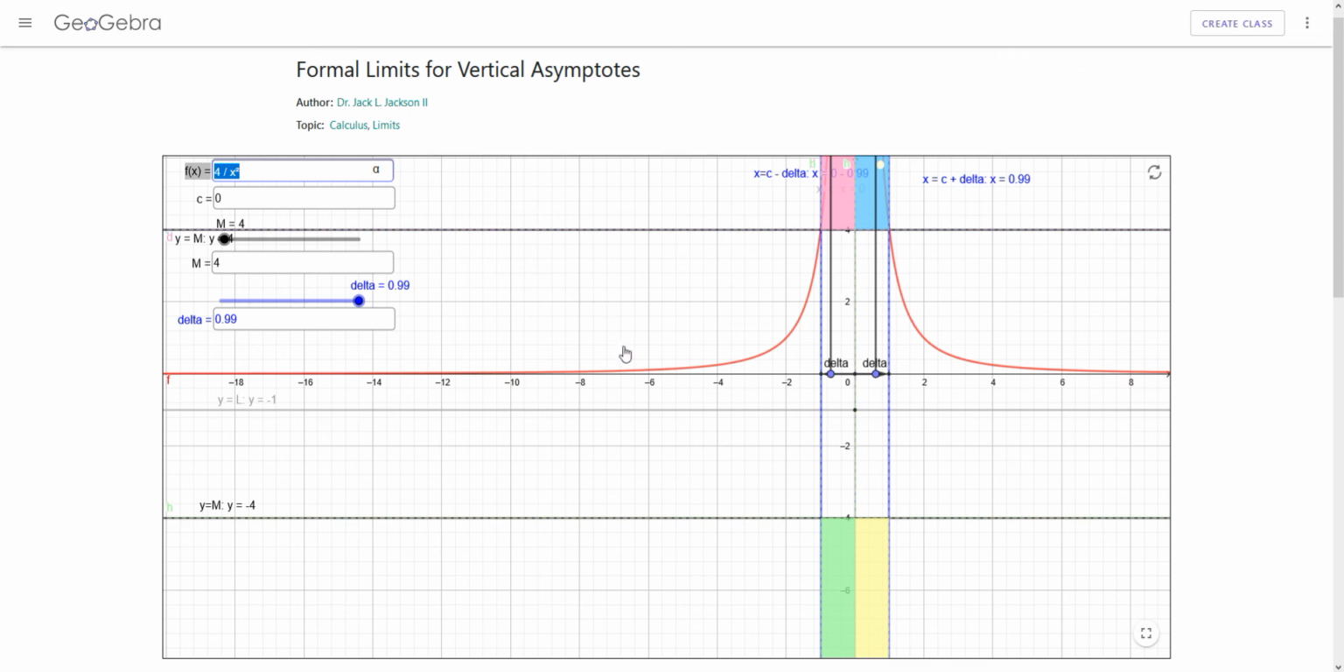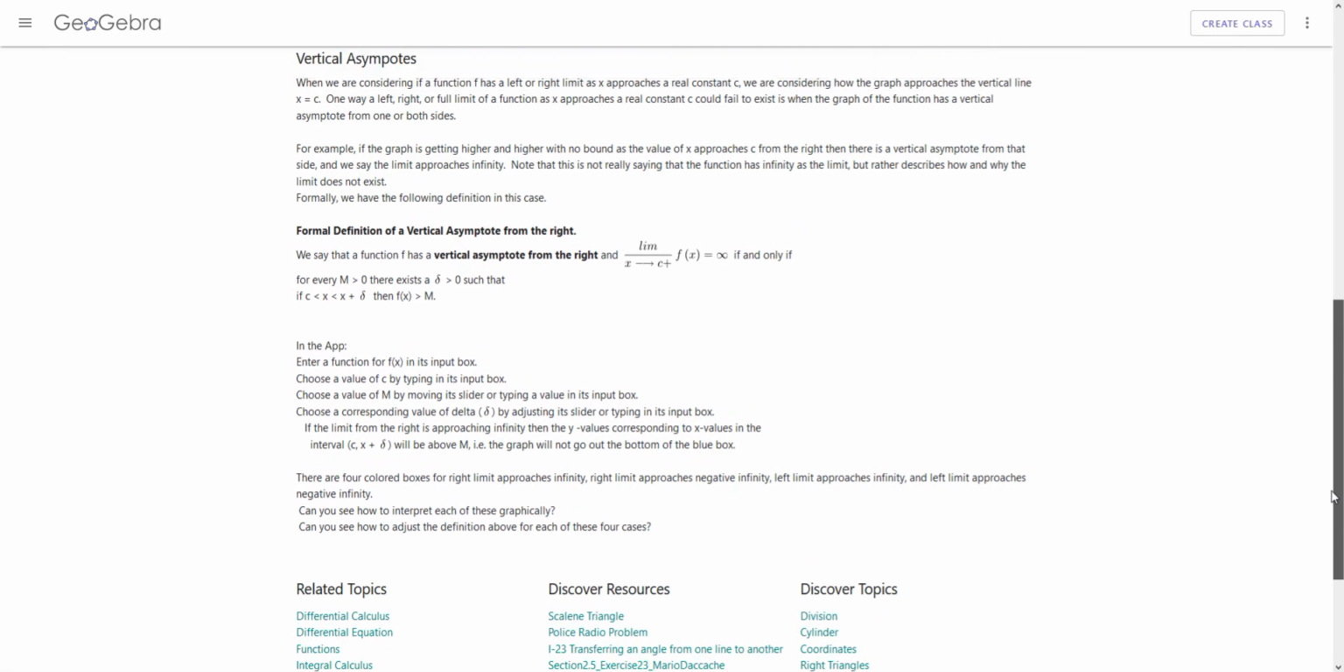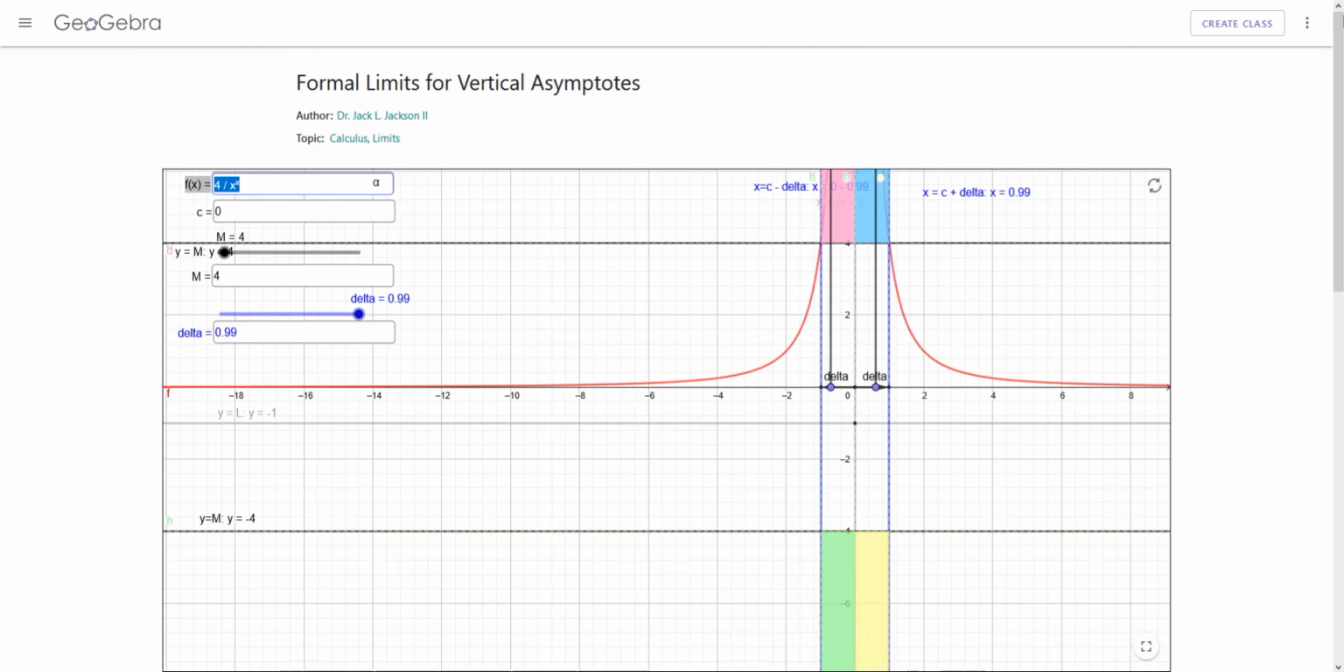So hopefully this applet will give you something you can experiment with. You can type in your own functions there, experiment with different values of c and m and delta, and explore this on your own. As you go down below, you'll also see some formal definitions and directions, perhaps even some questions down here sometimes on these things.